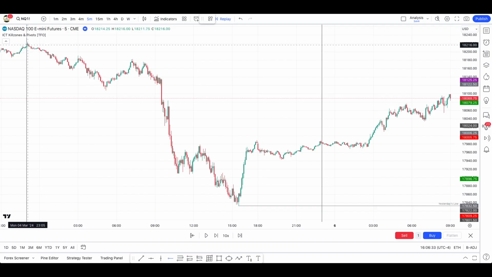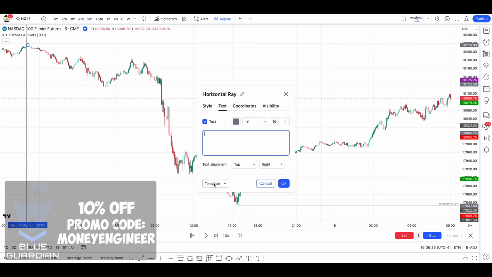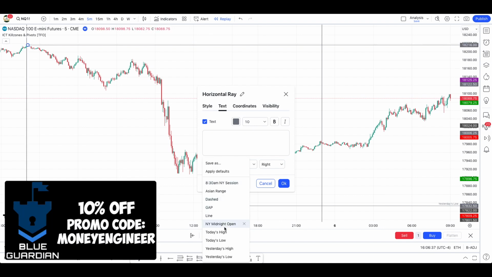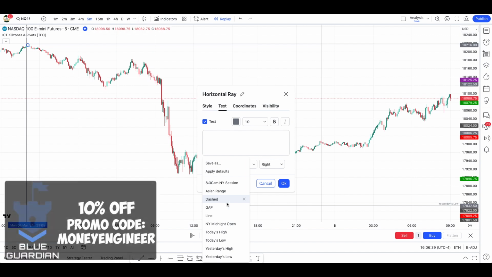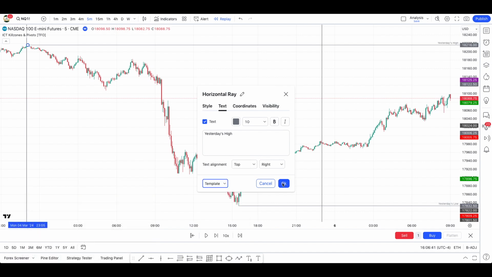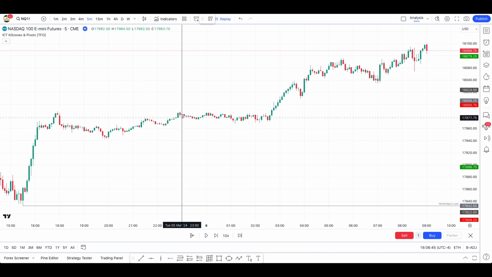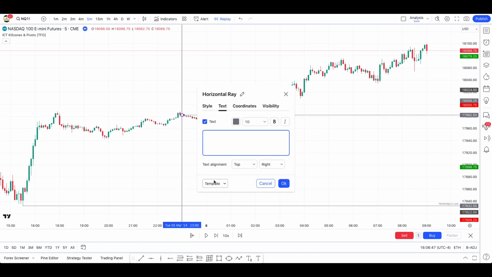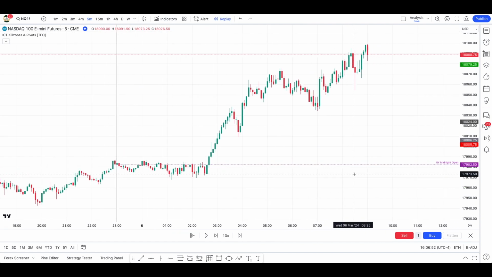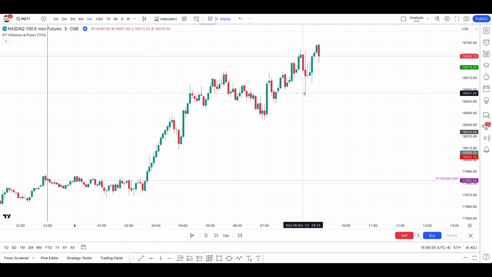Alright, so let's just start by setting our levels. You know that my favorite levels are yesterday's high, yesterday's low, and some other levels I will also add into the chart. We'll have yesterday's high right there. Another important level, very useful, is the New York Midnight Open. I have many videos on that. I can just do an updated one if you want, just let me know in the comments. And the 8:30 Open, very important for the New York traders.